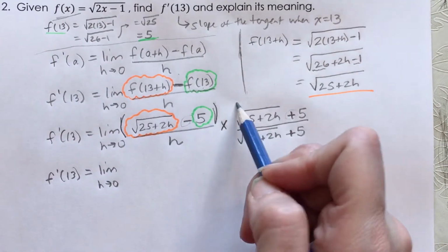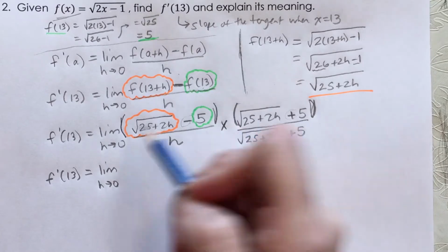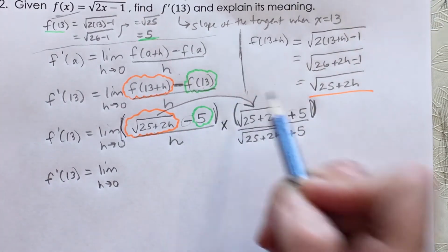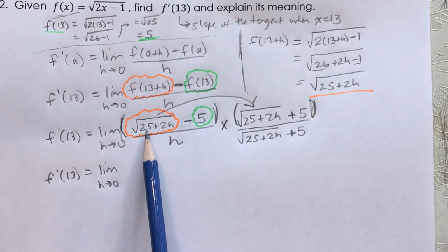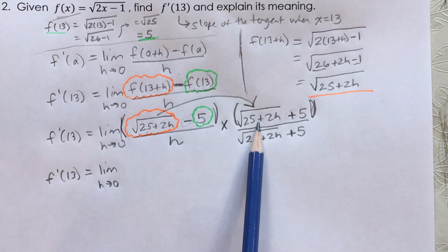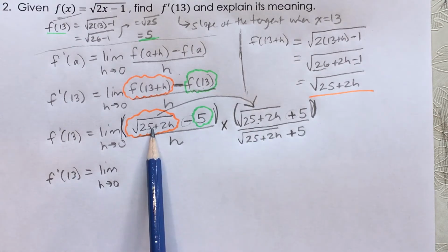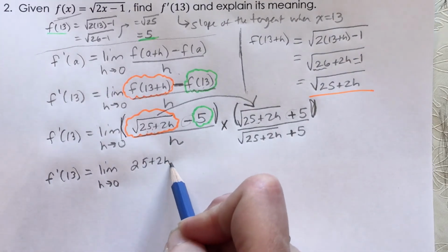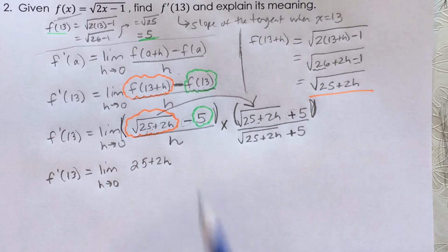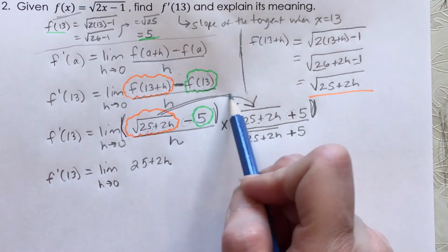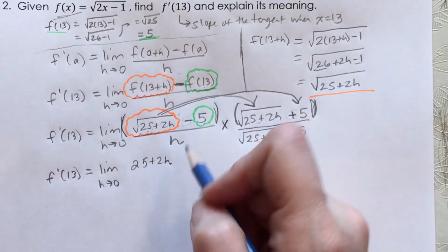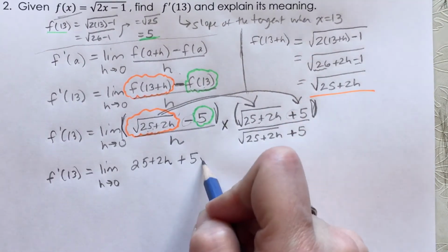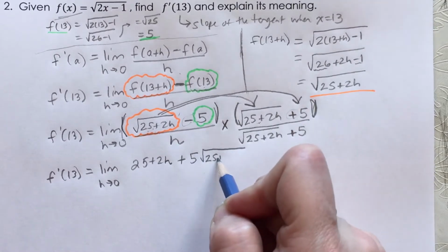So this times this in the numerator. So when you do FOIL, you multiply the first by the first. So when you multiply the square root of something by the square root of the exact same thing, you get the square root of that squared. Okay, and what squared does is it undoes square root. So root of 25 plus 2h multiplied by itself just gives you 25 plus 2h, and all of a sudden that square root is gone. But we also have to then multiply root of 25 plus 2h by positive 5. So that's going to give us plus 5 root of 25 plus 2h.